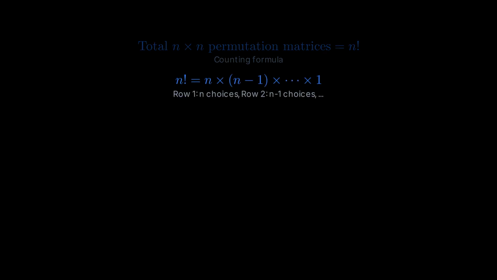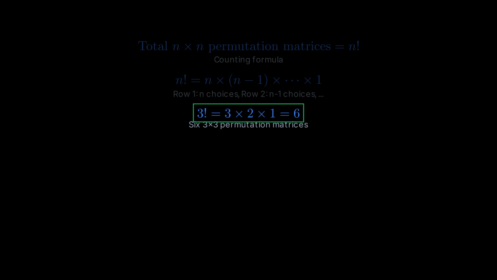So A equals LU is really just a special case of PA equals LU where no row swaps are needed. How many n by n permutation matrices exist? Think about it this way. The first row of the identity can be placed in any of n positions. The second row then has n-1 remaining choices. The third row has n-2 choices, and so on. The total count is n factorial, written as n followed by an exclamation point, which means n times n-1 times n-2, all the way down to 1.